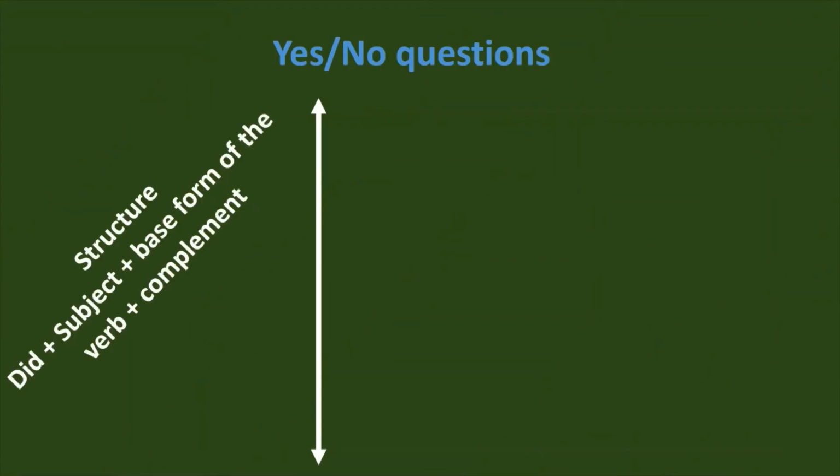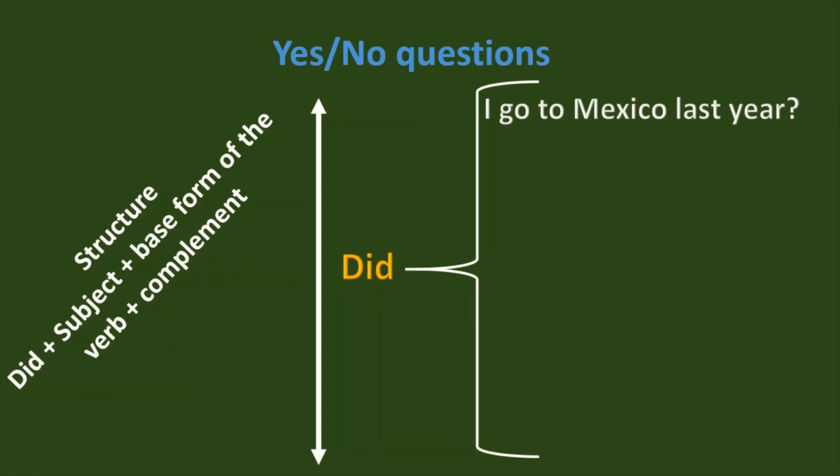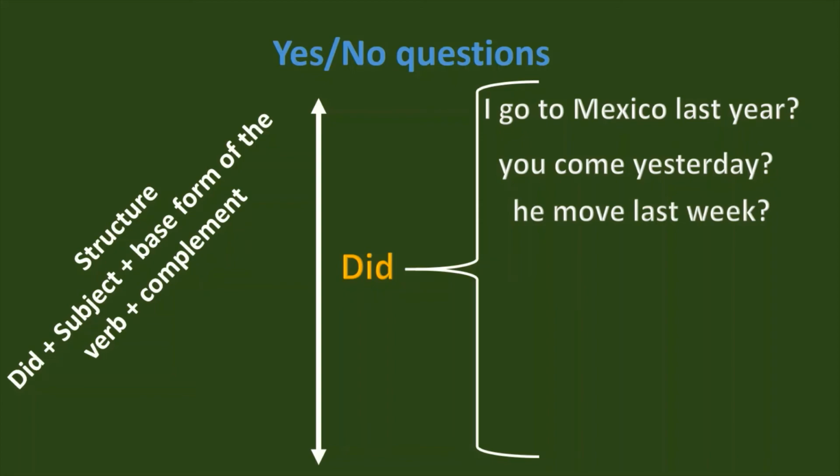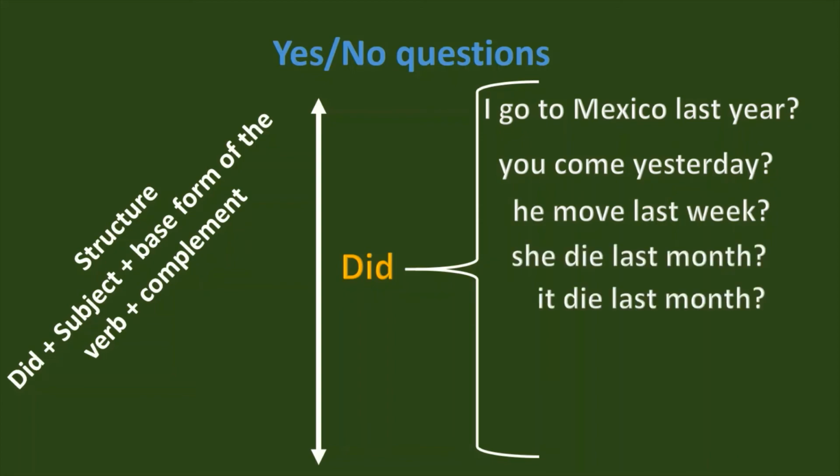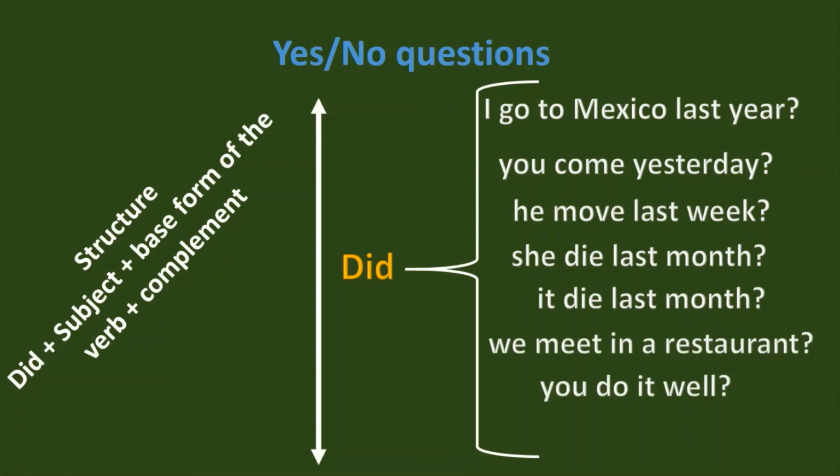Now let's see yes/no questions. The structure is did plus subject plus base form of the verb plus complement. And some examples are: Did I go to Mexico last year? Did you come yesterday? Did he move last week? Did she die last month? Did he die last month? Did we meet in a restaurant? Did you do it well? Did they call me?